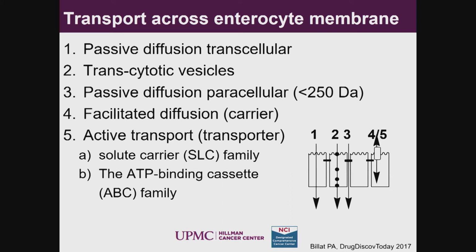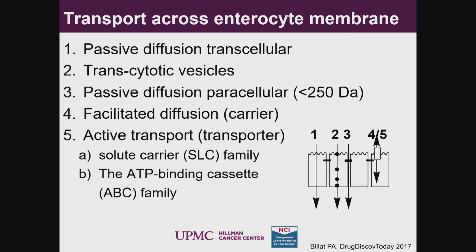So the next step is to transport these molecules across the enterocyte membrane and enter the biological system. And this is depicted here, the different ways that can happen. Passive diffusion, transcytotic vesicles, we'll not go into that too much. Passive diffusion through the paracellular route with molecules that are hydrophilic and small. Facilitated diffusion with carriers, we'll go into that quite extensively. And active transporters, which include the solute carrier family and the ATP-binding cassette family.